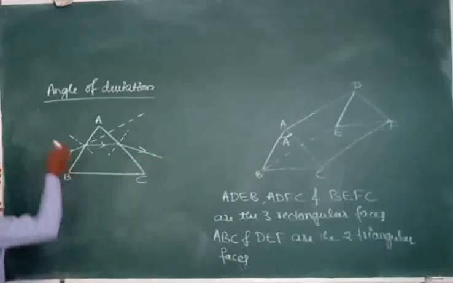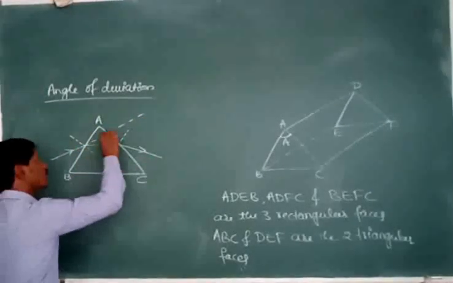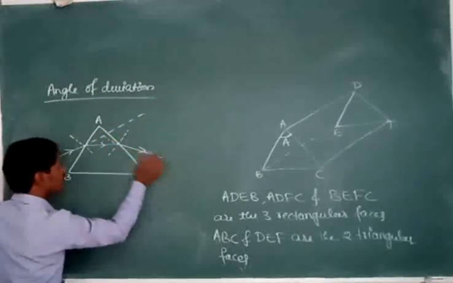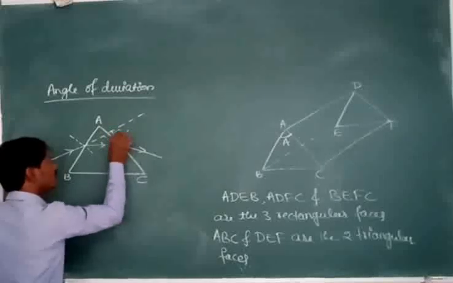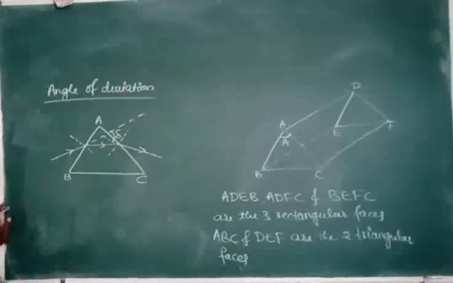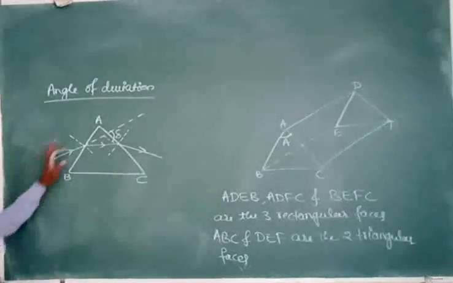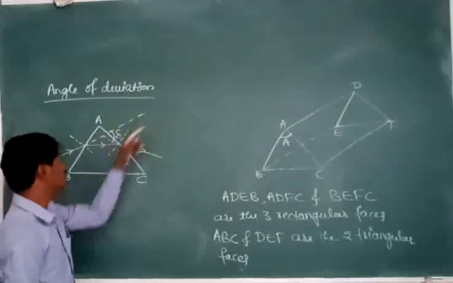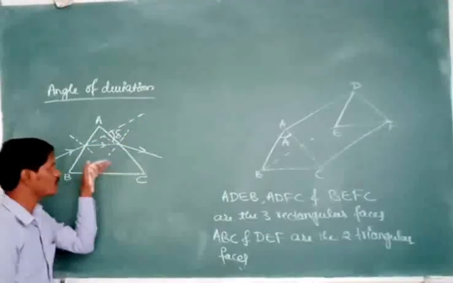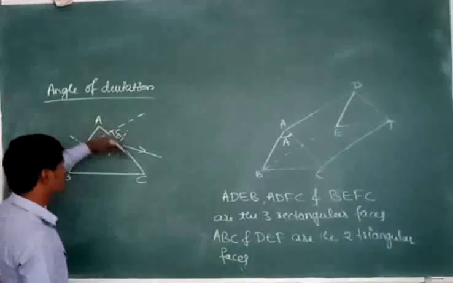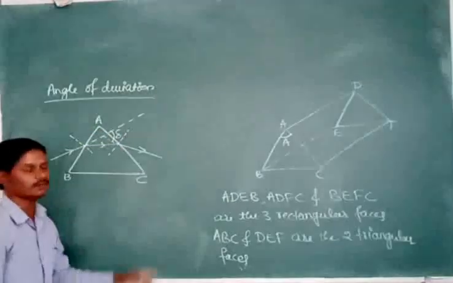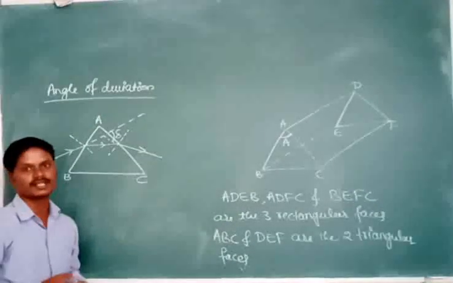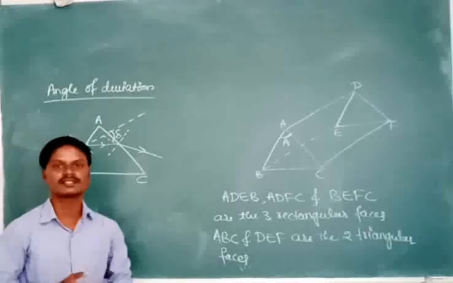So according to the definition, what is the angle of deviation? It is the angle between the extended incident ray and the emergent ray. It is called the angle of deviation, and it is denoted by the symbol delta. Once again, it is the angle between the extended incident ray and the emergent ray, because from one surface the light has completely emerged out from the prism. That ray is called the emergent ray. By using all these things, we are going to derive the expression for the refractive index of the material of the prism.